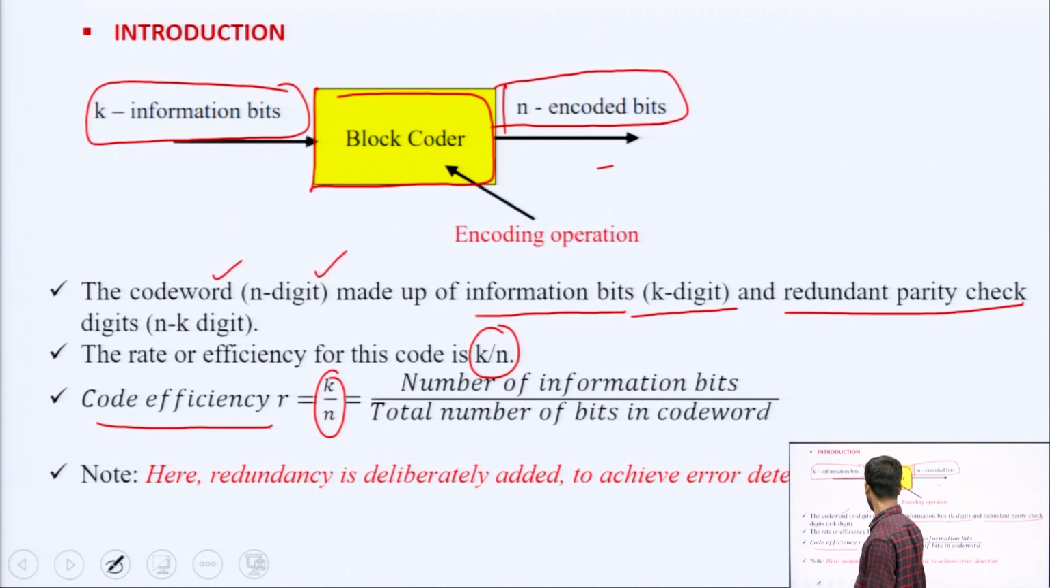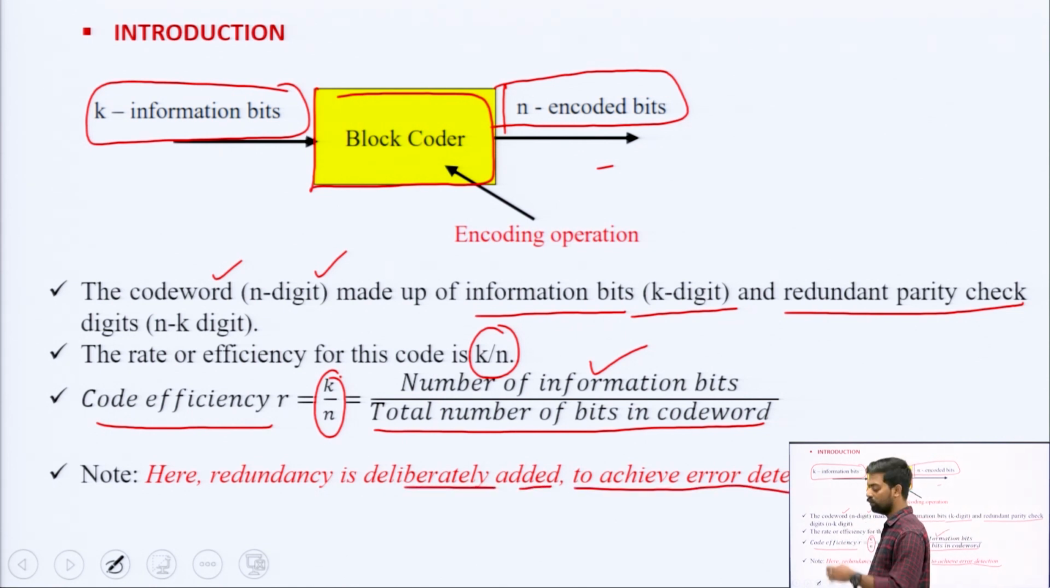R equal to k by n is the number of information bits divided by the total number of bits in the code word, because the code word has both information plus redundancy or parity check bits. This is your code efficiency. Redundancy is deliberately added to achieve error detection. So, why are we adding redundancy bits? Because we have to achieve error free code or detect the error.